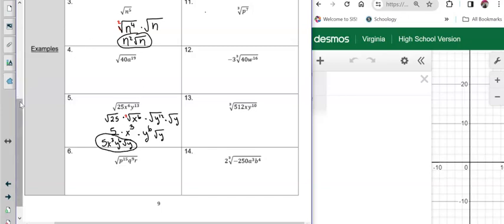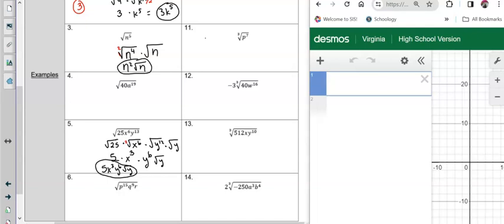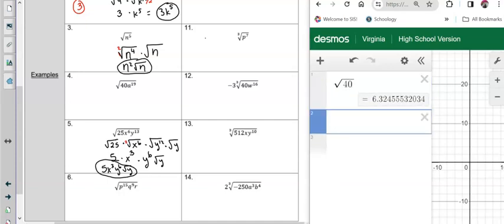Let's go back to problem number 4 now. So for problem number 4, I'm going to start by splitting this up. So square root of 40 is not a perfect square, right? Because if I do square root of 40, it's not a perfect square, whereas square root of 25 was a perfect square. So what do I do with this 40? Well, I'm going to try to split this up to have a perfect square underneath. So square root of 4 times square root of 10.